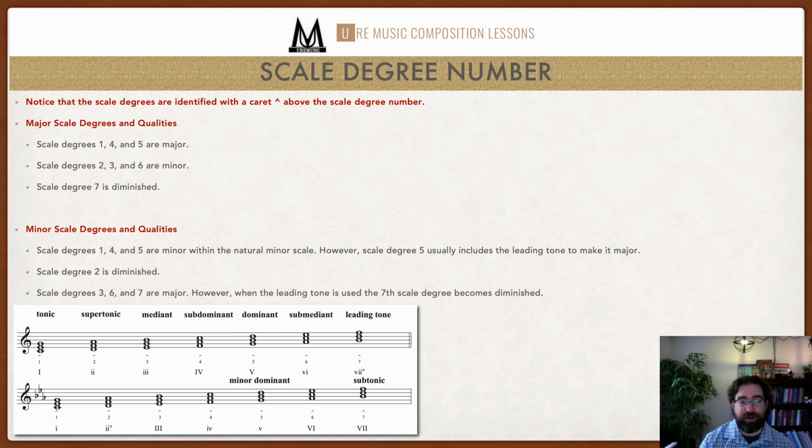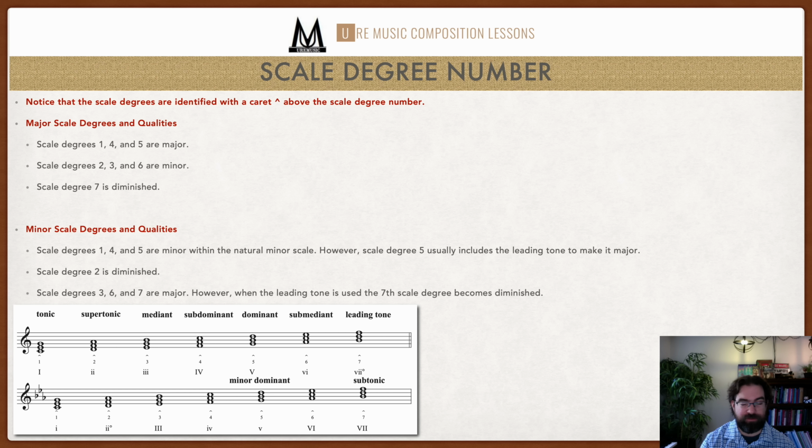So the scale degree number, we're going to talk about the 3 ways to actually identify these. Scale degrees 1, 4, and 5 are going to be major. If you look at this chart below, you'll see the first scale degree starts on C. If you go up to the 4th chord, we call that the subdominant. That's also major. And then the dominant, which is the 5th scale degree, is also major. Scale degrees 2, 3, and 6 in a major key are going to be minor.